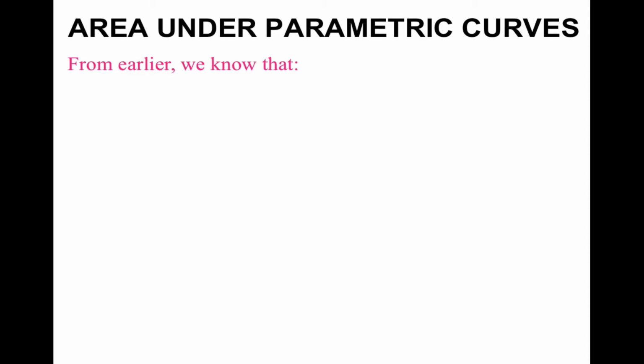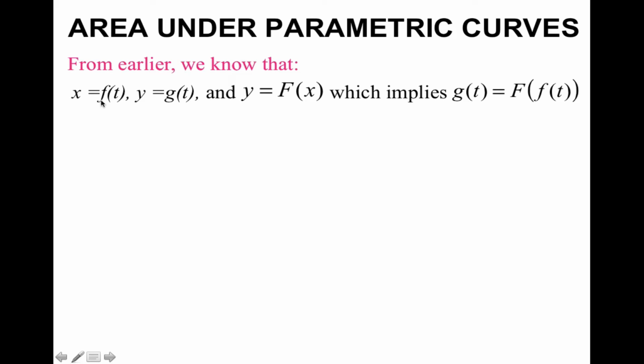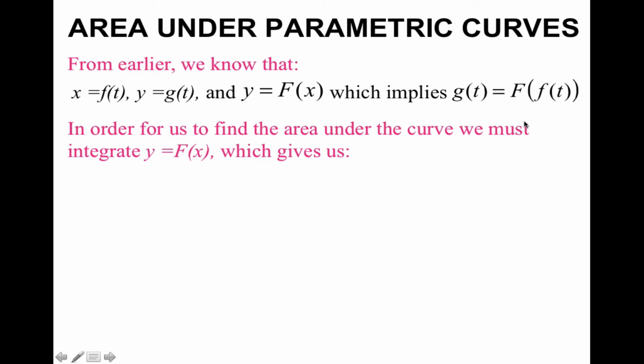From earlier, we know that x equals f of t, y equals g of t, and y equals big F of x, which implies that g of t is equal to big F of little f of t. In order for us to find the area under the curve, we must integrate y equals big F of x, which gives us that the area is equal to the integral from a to b of big F of x dx.